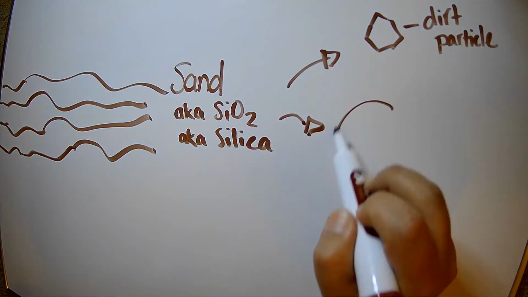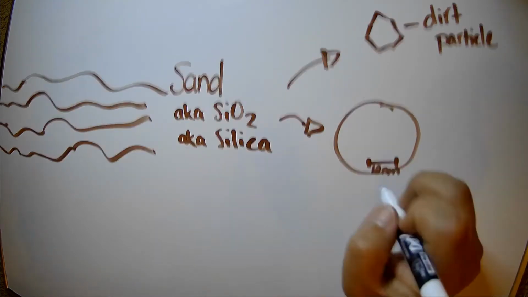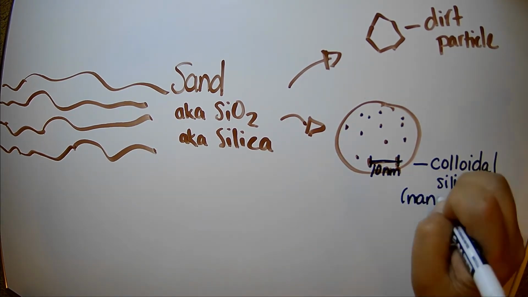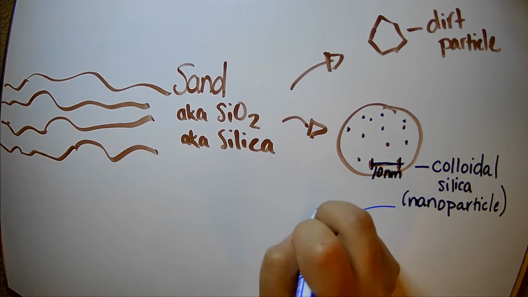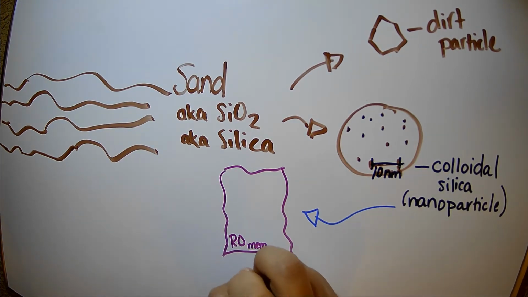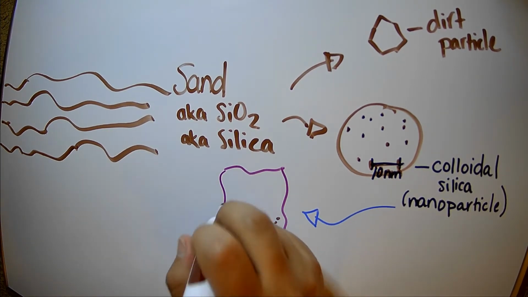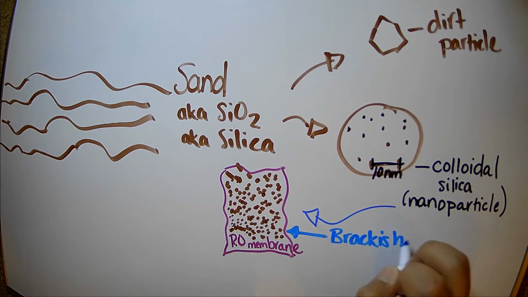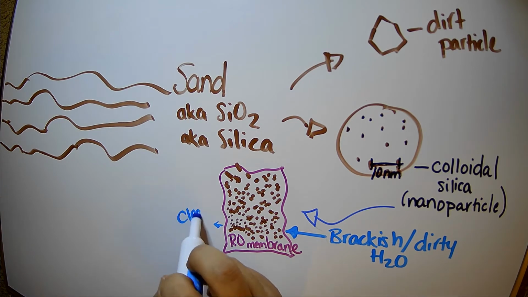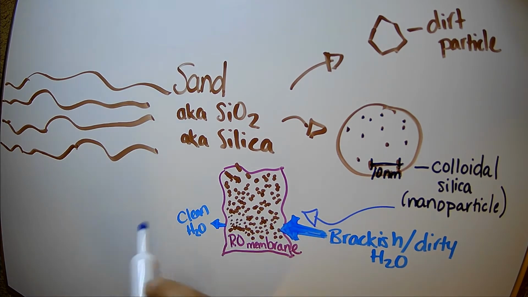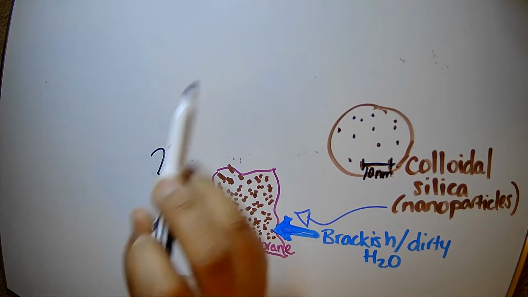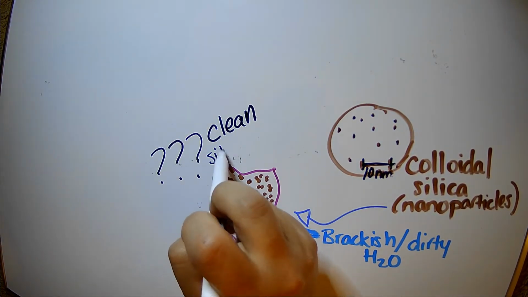The silica can be larger particles like those found in sand or dirt or in quartz, or tiny little nanoparticles called colloidal silica, which are less than 10 nanometers. Colloidal silica can cause scaling, which clogs the reverse osmosis membranes, making the desalination process even more expensive. So, how can we remove these tiny particles of silica?